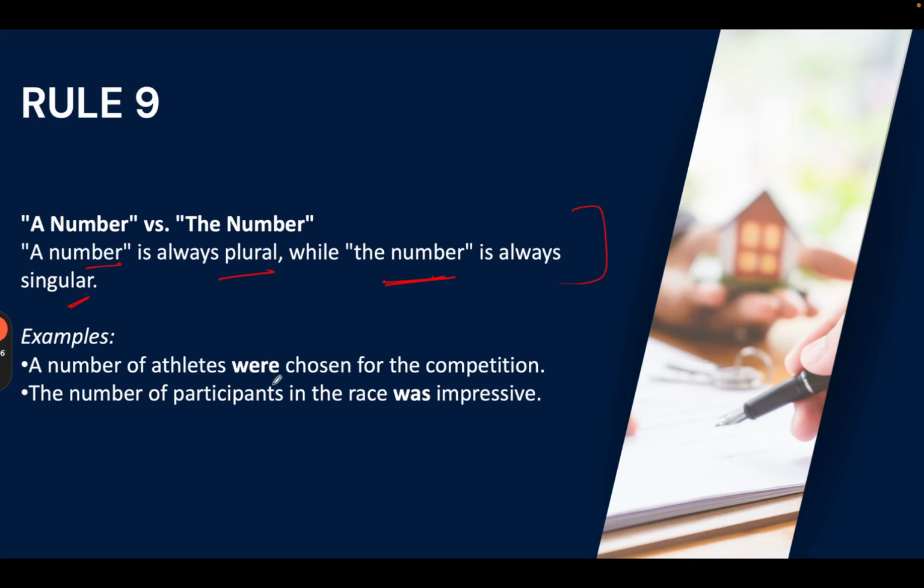A number of athletes, see, there's a mention of a number, which means my verb should be plural. So "were" is plural. The number, so again a mention of the number, which means my verb should be singular because this is singular in form. The number of participants in the race was impressive. So "was" is singular in form, correctly matching the subject form. Singular subject carries singular verb, plural subject carries plural verb. A number, if you find that as a subject, it means the verb has to be plural because a number is plural. The number is singular, so the verb can also be singular.